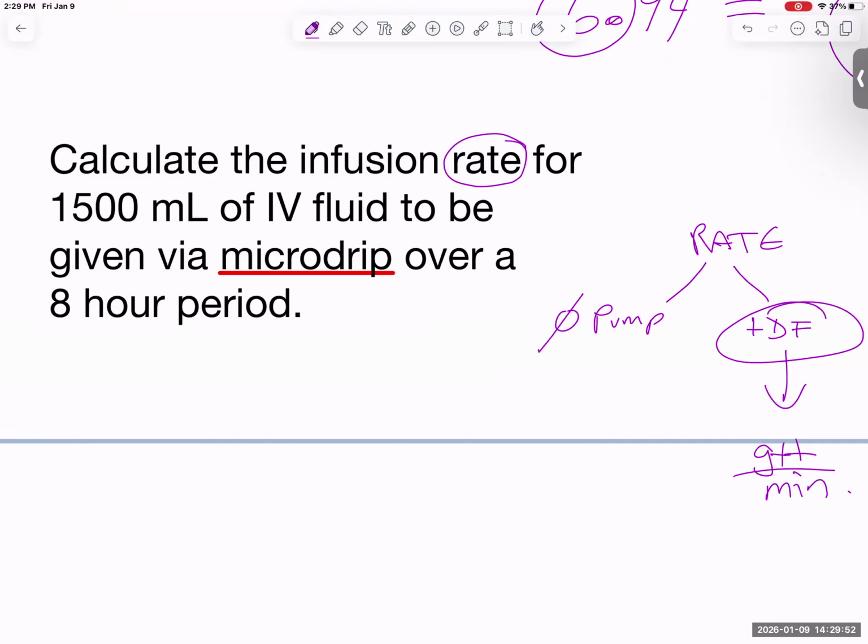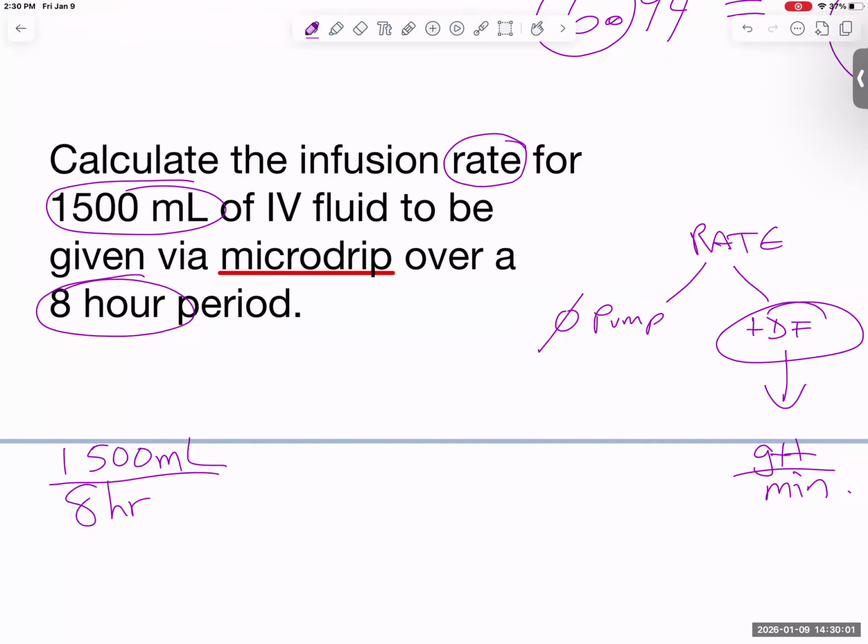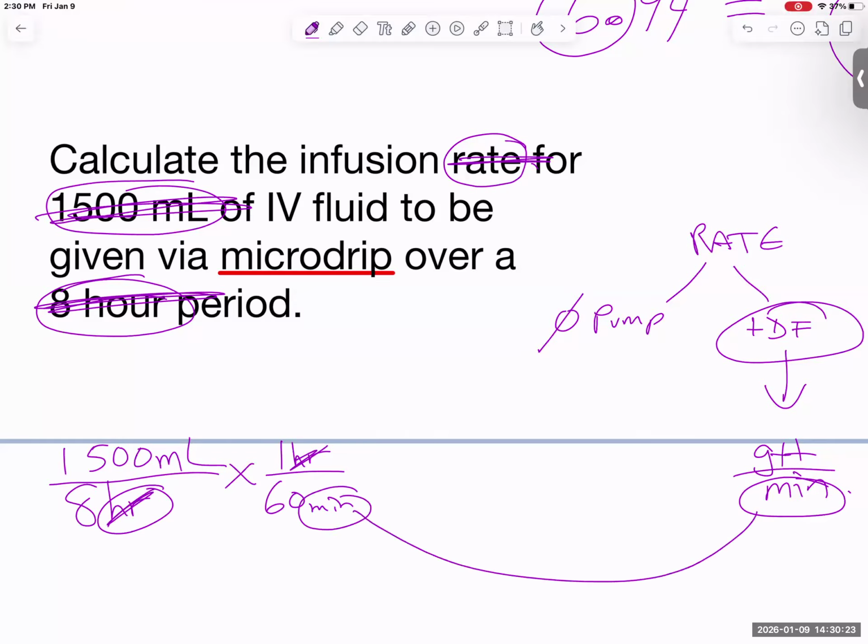Beautiful. So they want me to give 1,500 milliliters over an 8-hour period, volume over time. So now it's a process of elimination, right? I've used this. I know how long. So how do I change hour to minute? The same way, right? 1 hour is 60 minutes. Now I have minutes in my denominator.